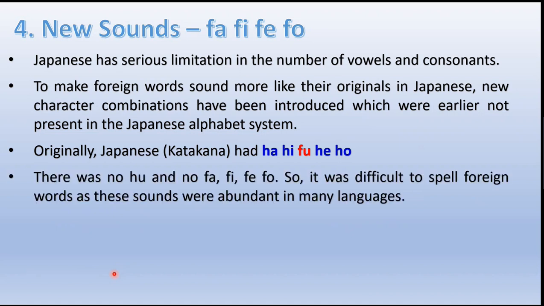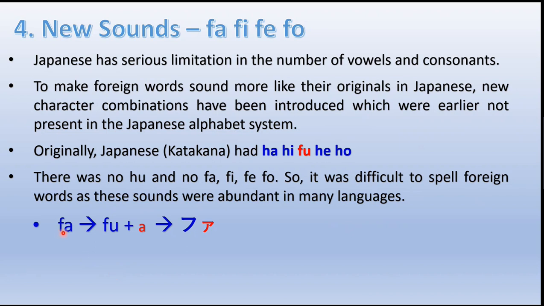So this means that there was no fa fi fe fo sounds. So it was really very difficult to spell foreign words as these sounds were abundant in most of the foreign languages. So what they did in the modern katakana system is introduce these four new sounds: fa, fi, fe, and fo. So how these sounds will be formed, let us look at the rules.